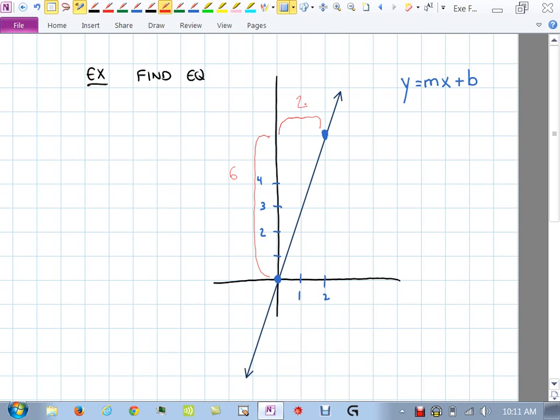Y'all agree? What's the y-intercept? 0. Good. Where does it hit the y-axis? At 0. So our equation actually just looks like this. y equals, what did we say m was? 3. x plus 0, so don't put anything. You're done. y equals 3x. All right, last topic, and we're going to move on to the next section.